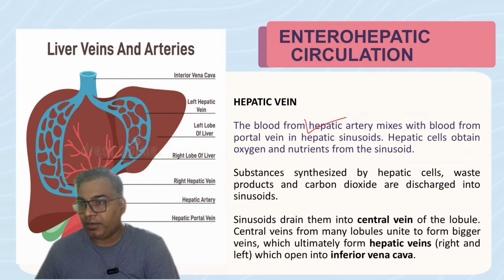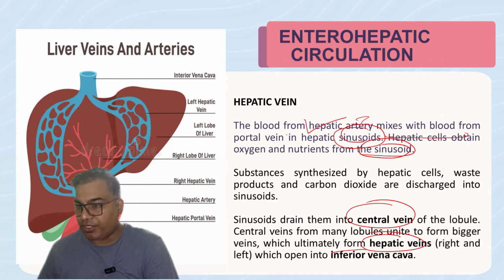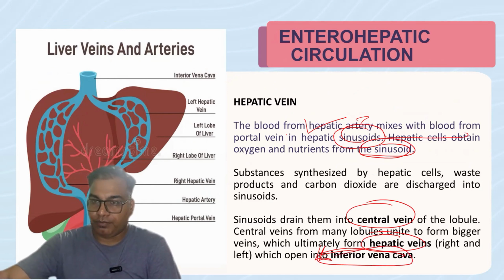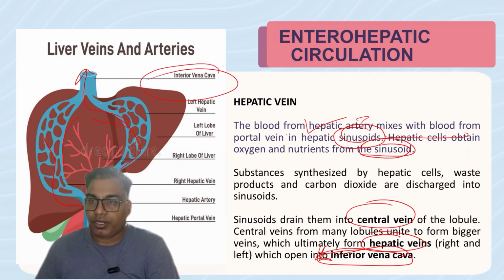The hepatic artery basically mixes its blood with the portal vein blood in the sinusoids, and these sinusoids open into the central vein, and this central vein finally opens into the hepatic vein, which leads deoxygenated blood into the inferior vena cava. Here we have the portal vein finally opening into the various sinusoids, and finally it comes out as the hepatic vein and opens into the inferior vena cava.